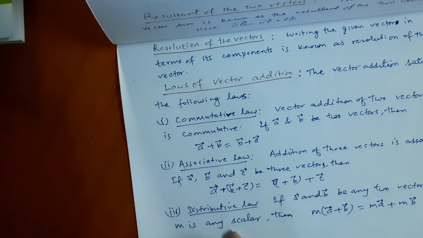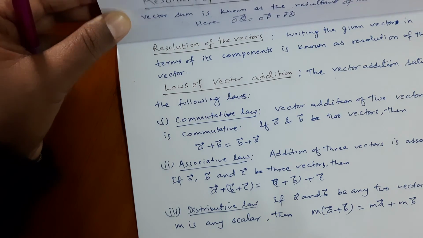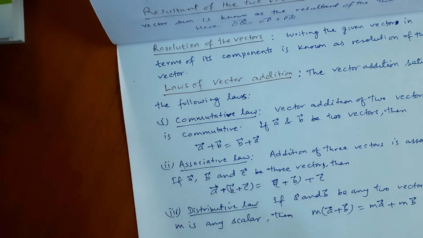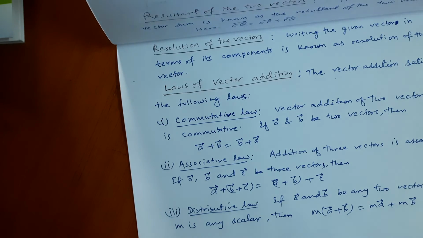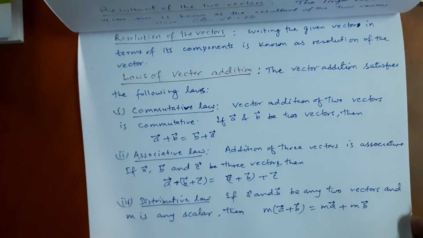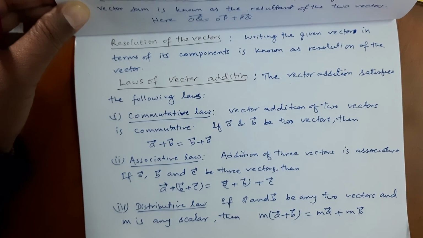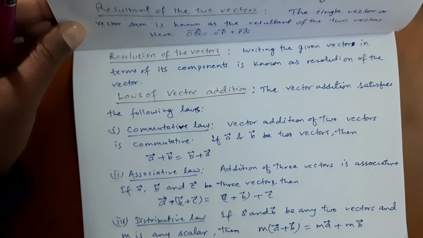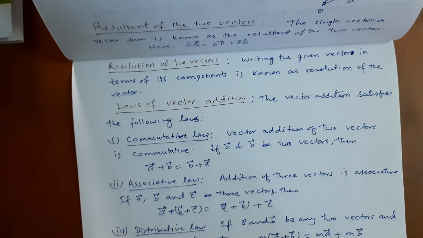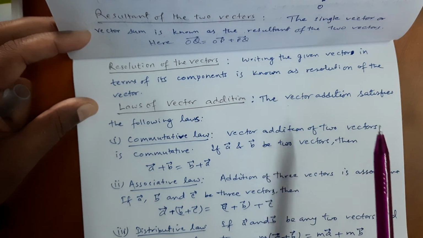So in this way I have explained some simple terms about vectors and some of the laws of vector addition. These laws are very simple, but vectors are a different branch of mathematics. They have their own rules, so we have to discuss different rules of vectors.